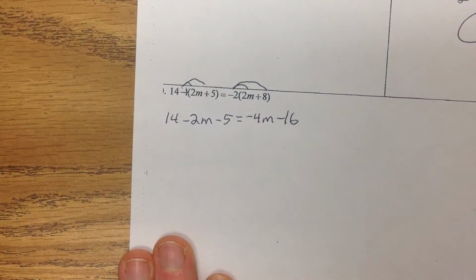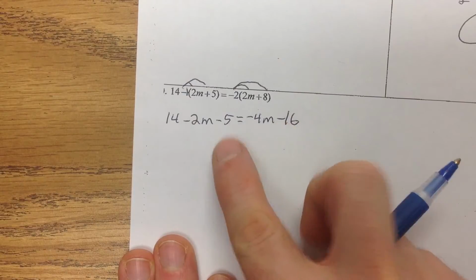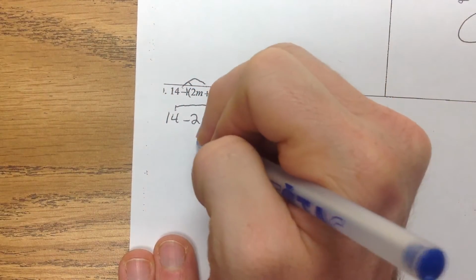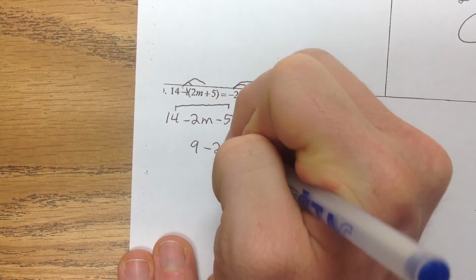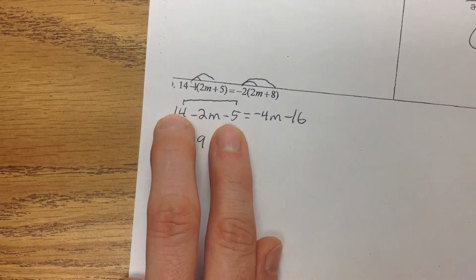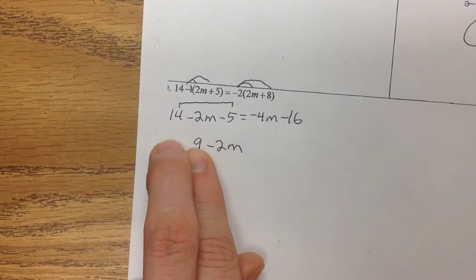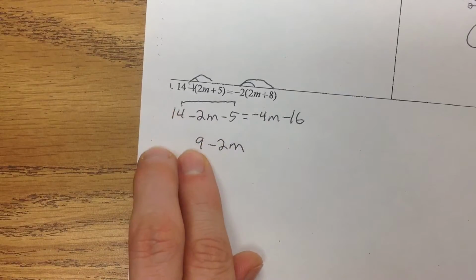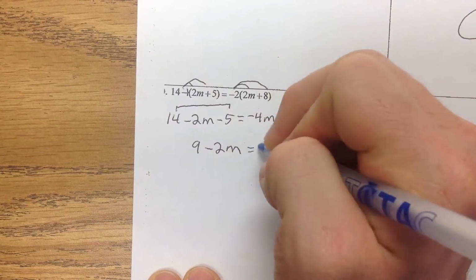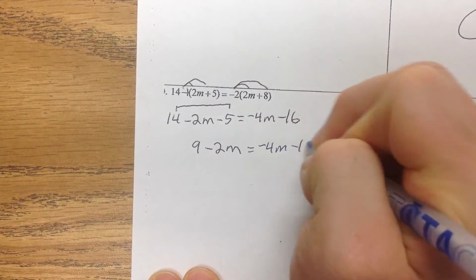All right. After D comes C for combine like terms, so nothing to combine over here, but on this side we can combine the 14 and the minus 5 to get 9 minus 2m. Notice how when I'm combining things, I'm not doing opposites. I'm not trying to get things to cancel out. I'm just taking these two and I'm joining them into kind of a single number there. So 14 minus 5 is 9 minus 2m equals negative 4m minus 16.